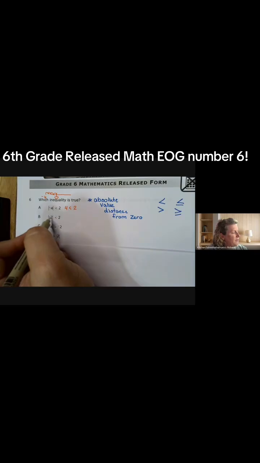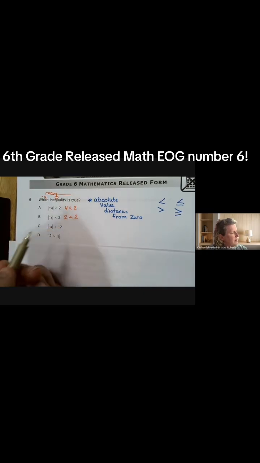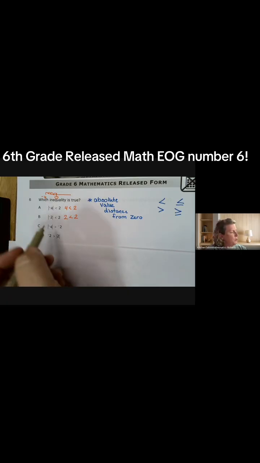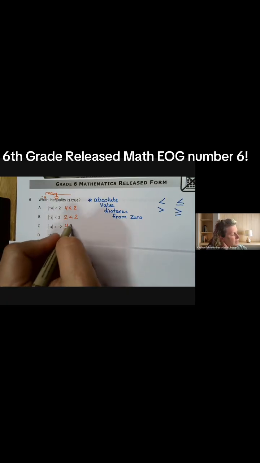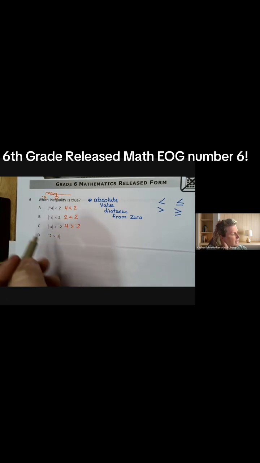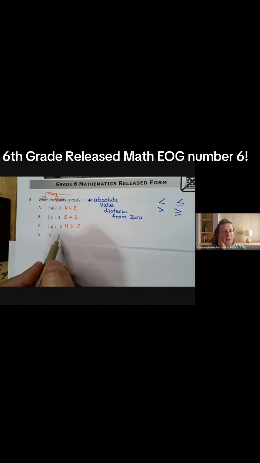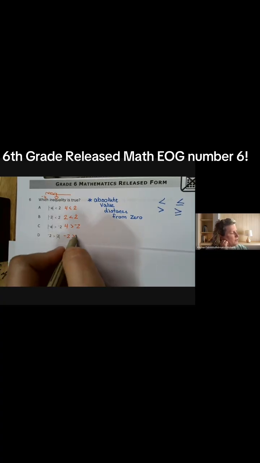The absolute value of -2 is 2 units from 0. So the absolute value of -2 is 2. So when we simplify that, that becomes 2 is less than 2. Again, the absolute value of -4 is going to become +4. So 4 is greater than -2, and -2 is greater than the absolute value of 2. 2 is still 2 units from 0, whether it's positive or negative. So the absolute value of 2 is 2.